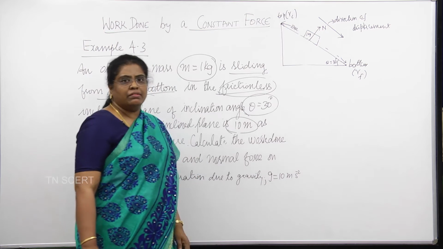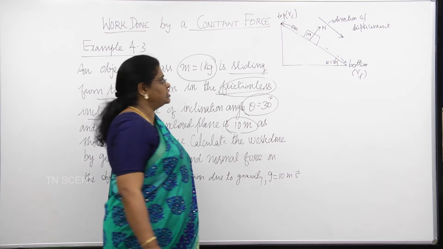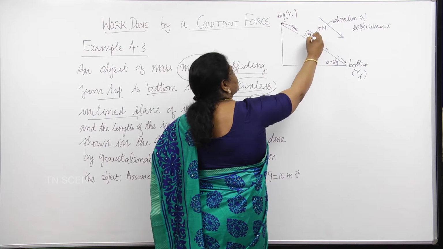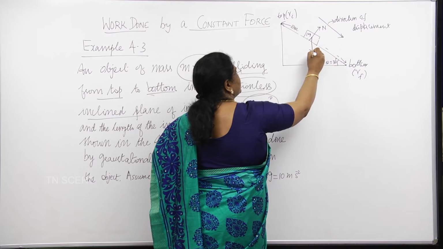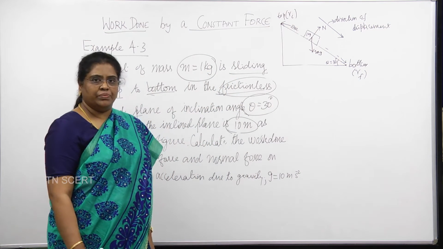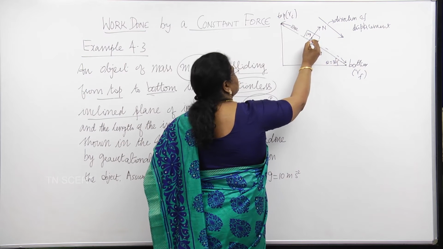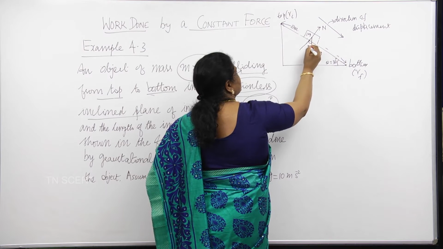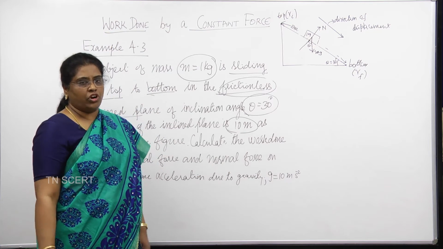Another force can be the gravitational force. Gravitational force will always act downwards. Even though it comes slanting like this, the gravitational force will always be acting in the downward direction, and its magnitude is equal to mg. Okay. So, now if this is theta, then this angle is also equal to theta. So, normal force and gravitational force, both I have drawn.